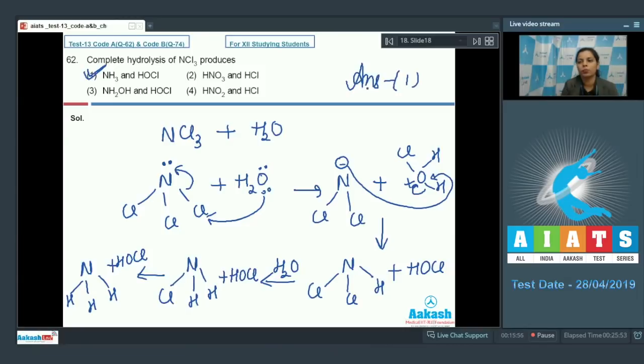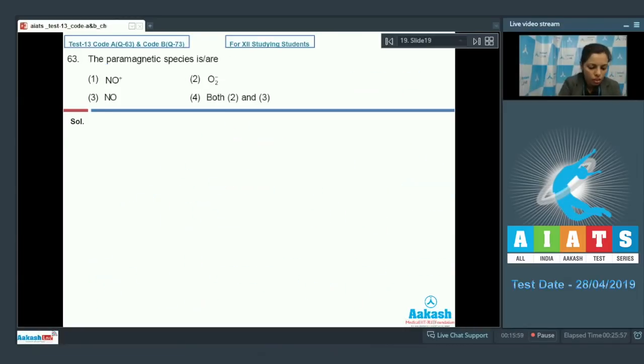After that, there's another question. The paramagnetic species is or are. If I talk about paramagnetic species, it means those species which contain unpaired electron. And if I talk about NO positive ion, there are total 14 electrons in this species, and in its molecular orbital electronic configuration, there is no unpaired electron. That's why it is not showing paramagnetic behavior, it is showing diamagnetic behavior. O2 negative: total 17 electrons are present, and if you fill these electrons in molecular orbitals, you will find that in its anti-bonding orbital there is unpaired electron. So this is paramagnetic in nature.